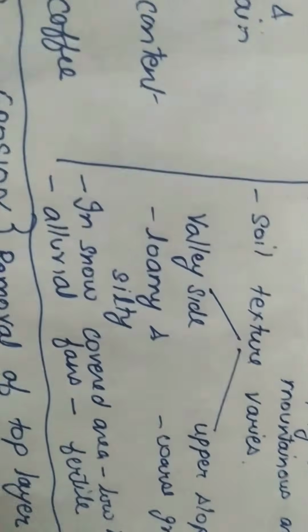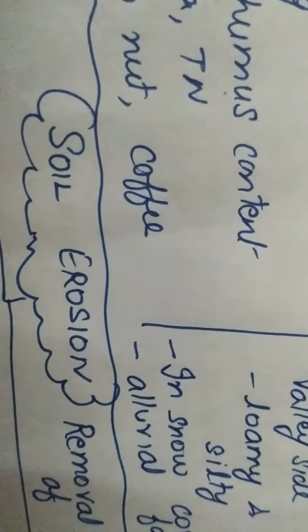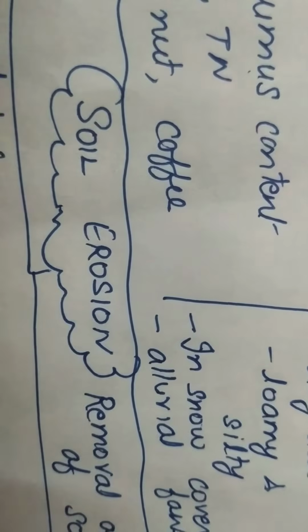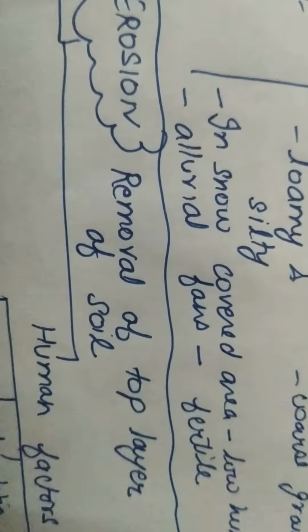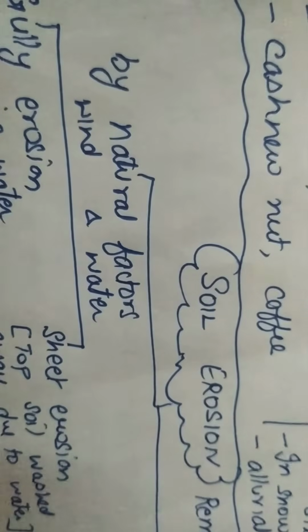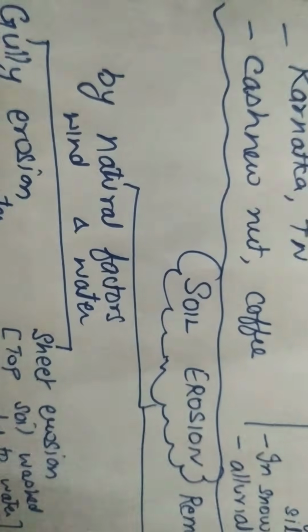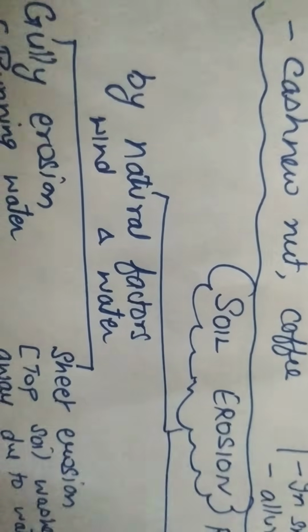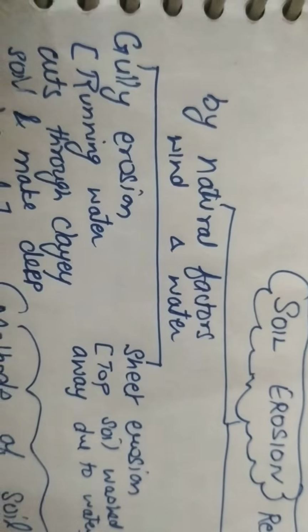Your next topic, let's go to soil erosion. Everyone knows its meaning. You people know. What is that? That is removal of top layer of soil. Two things are there. Firstly, it is the human factor. Second, the natural factor. By natural factor, it is wind and water.